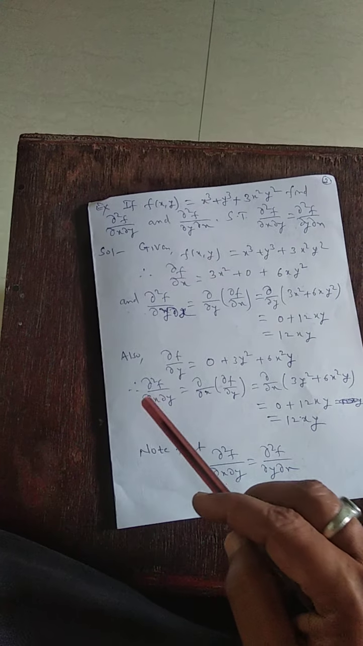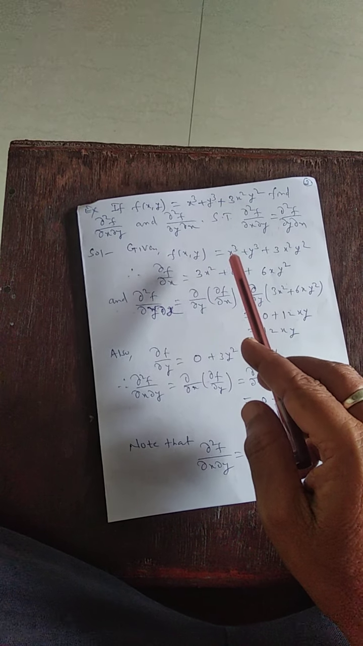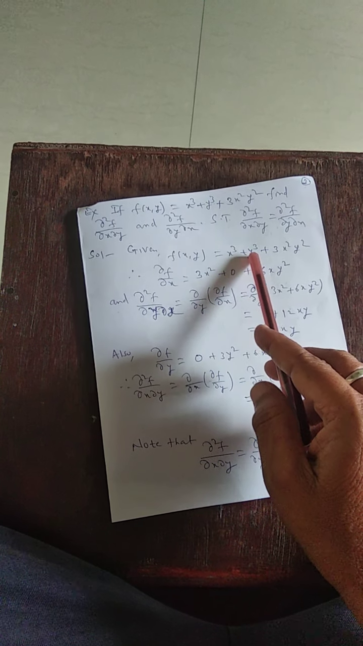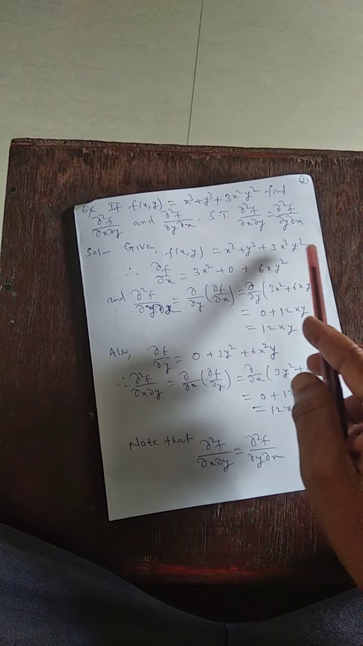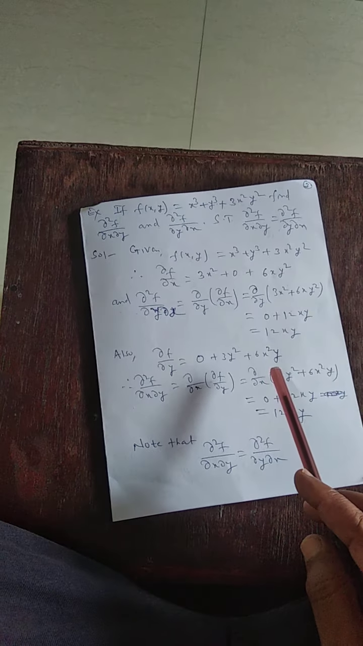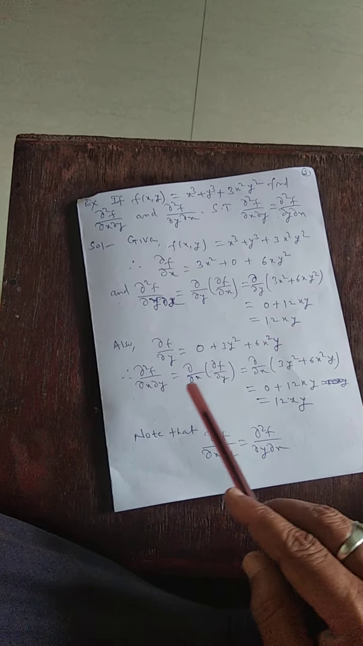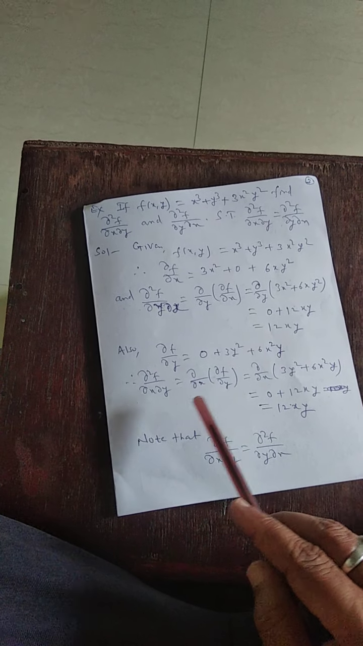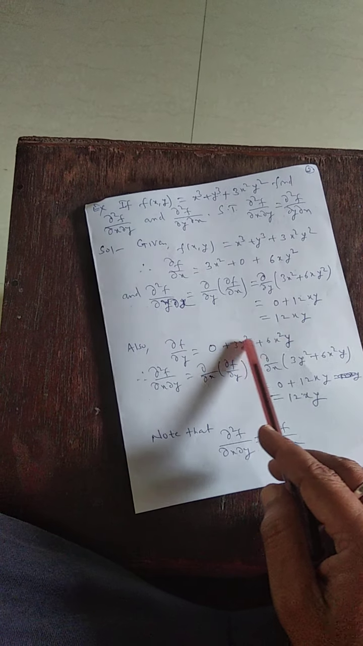Similarly, ∂f/∂y is: derivative of x³ with respect to y is 0, derivative of y³ is 3y², derivative of 3x²y², 3x² is constant, derivative of y² is 2y, so it is 6x²y. ∂²f/∂x∂y is equal to ∂/∂x of ∂f/∂y.